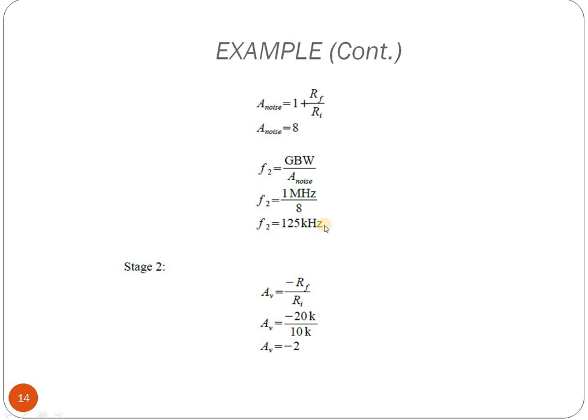Now the next stage, that's the second stage. In the second stage, we had the op-amp connected in the inverting terminal. So the voltage gain AV is equal to minus RF by RI, and the value is minus 20k RF, and RI is 10k. So the result is minus 2. This is the voltage gain of the second op-amp.